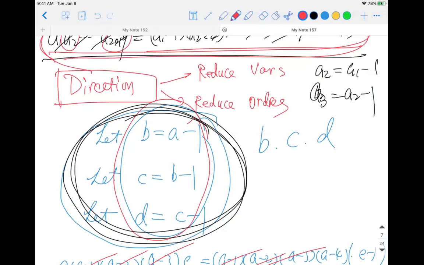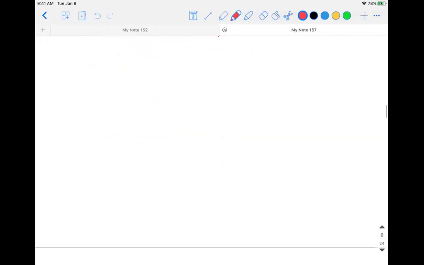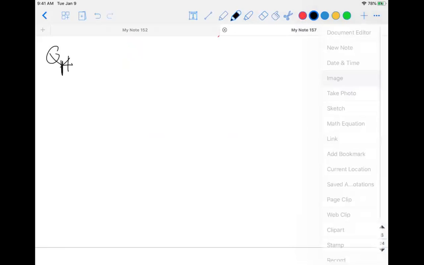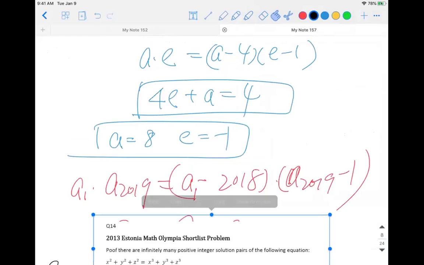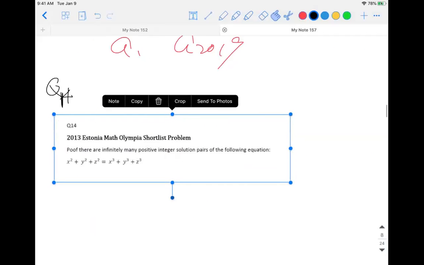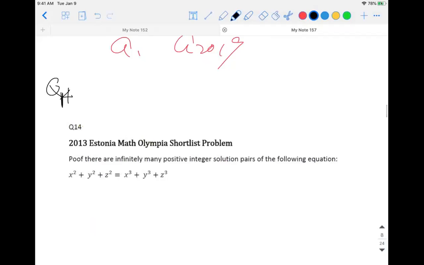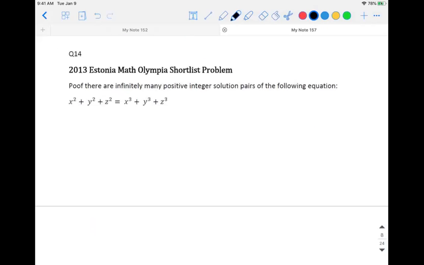If all good, let's go to a relatively difficult problem. I think this is question number 14 if we continue our previous lecture's problems. This one, we'll need some more time to think about it. Prove there are infinitely many positive integer solution pairs of the following equation. Again, like I said, as long as you see infinitely many, most likely you're going to use the construction method, right? Construction.